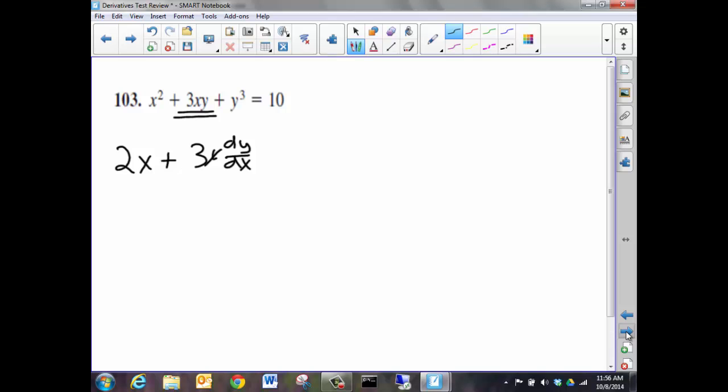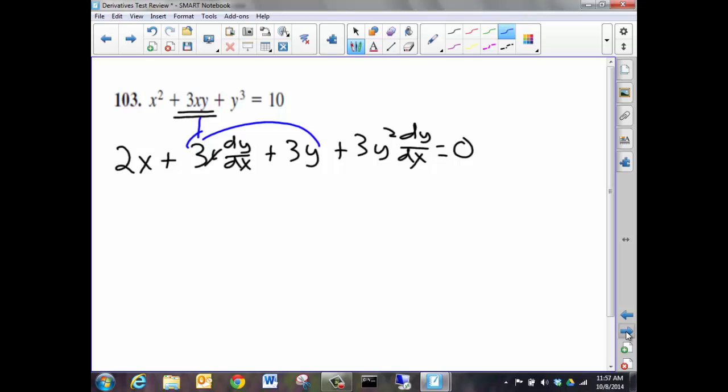3x dy dx plus 3y plus 3y squared dy dx equals 0. Now, the mistakes I normally see right now are you've forgotten product rule to get this. Several of you got that wrong on the quiz. The other thing that I see is you forget this dy dx right there. One of those two things is what you normally do. But big deal. What do I do now? How am I going to do that, Jamie?